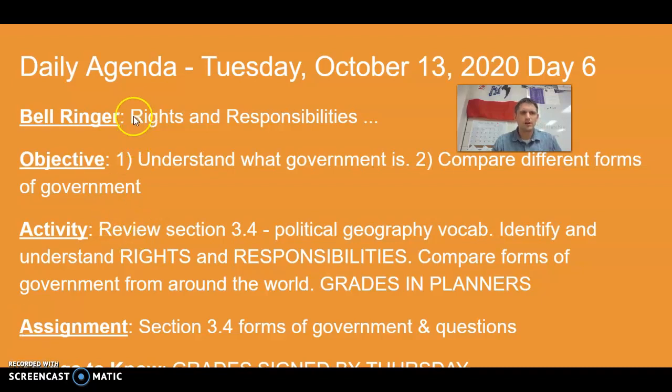Our bell ringer was on rights and responsibilities. It was an article that we read in Newsela that's in your classroom. What I had students in class do was, on just a note card, they wrote down, off that article, the most important right that American citizens have and responsibility that American citizens have.